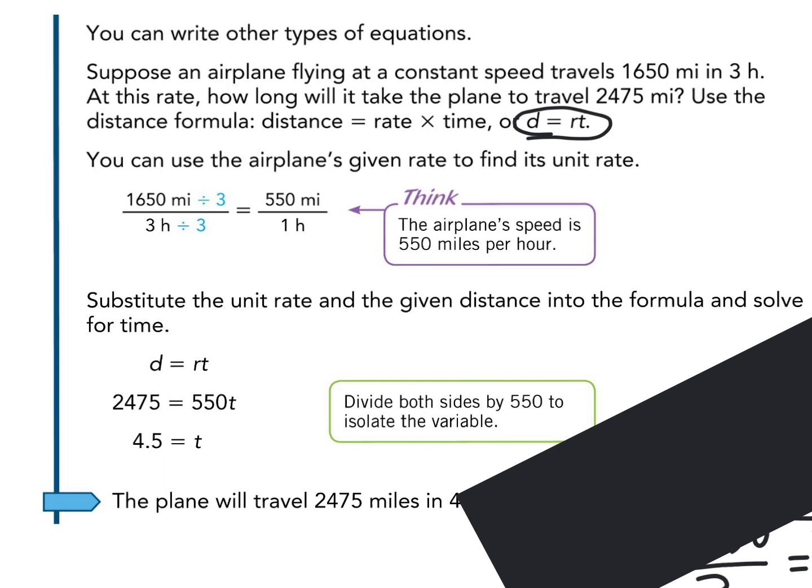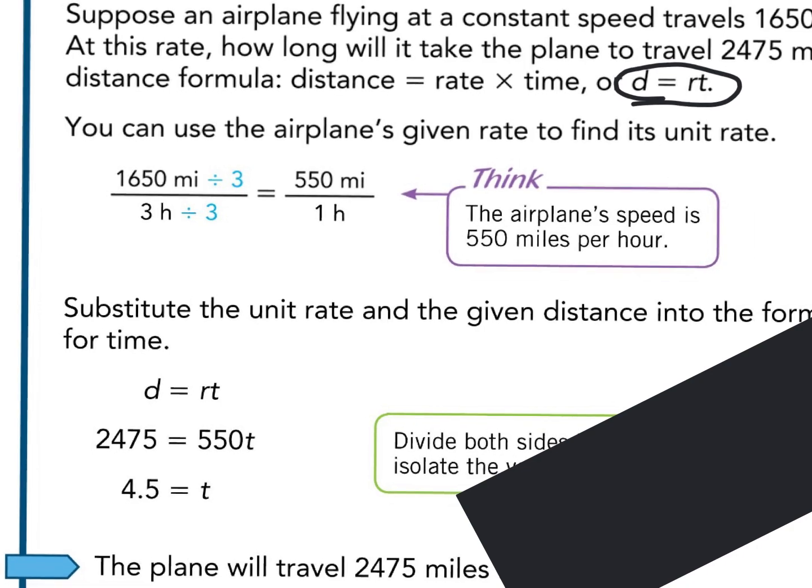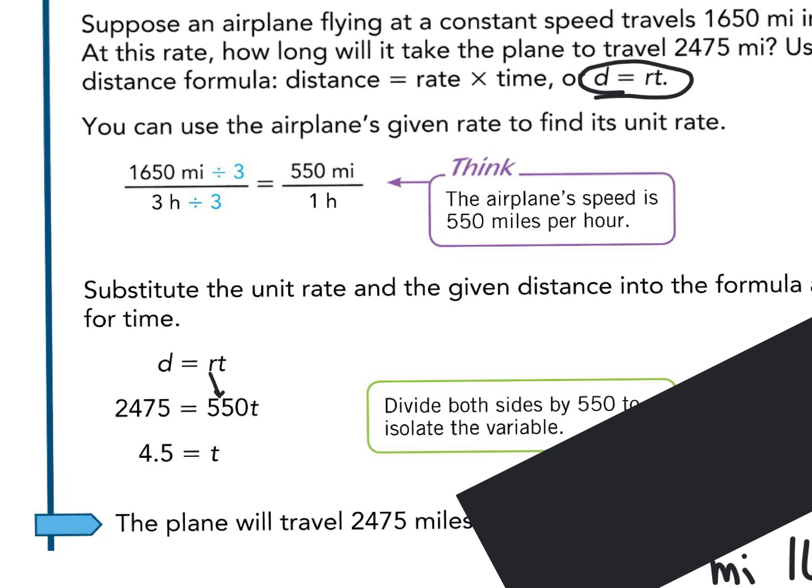What the book did then is they found this speed as a unit rate. They found out how many miles per hour the plane was going, which was 550 miles per hour. And then they substituted that into the equation. So they said it's 550 miles per hour, the distance is 2,475. And then they didn't really show this step, but since these were being multiplied, they divided by 550 to get those to cancel. And then that gave them 4.5 hours.